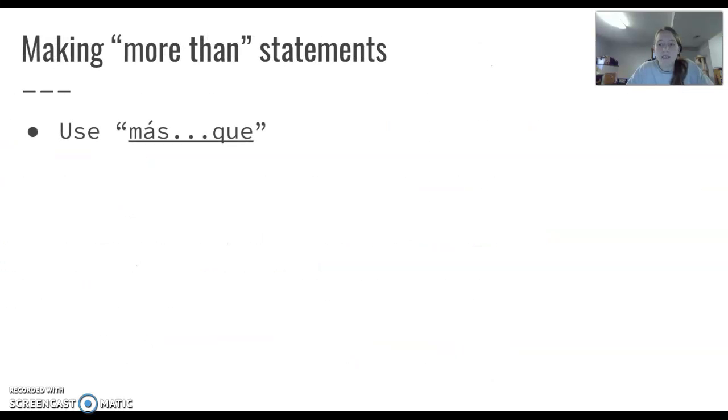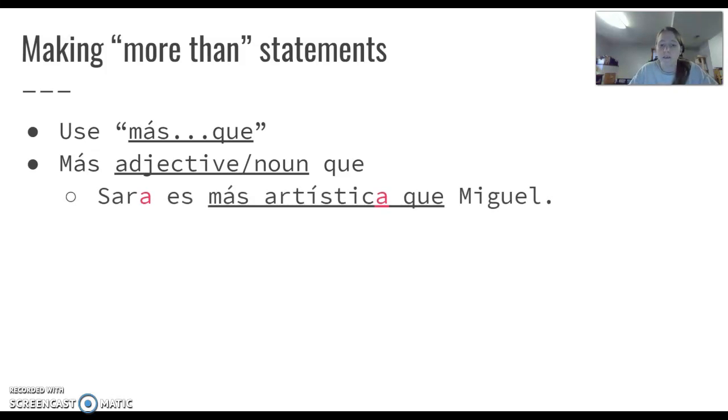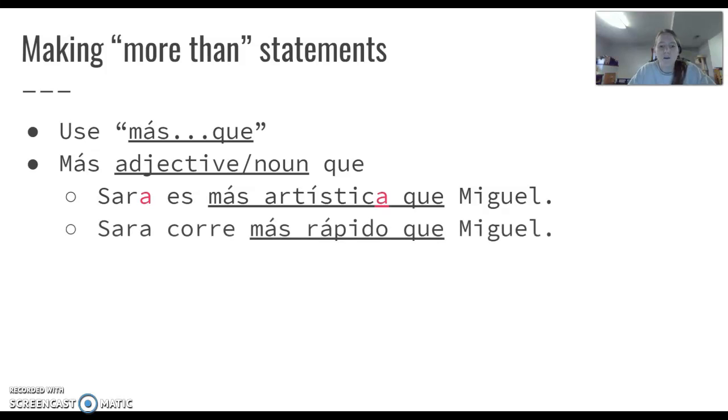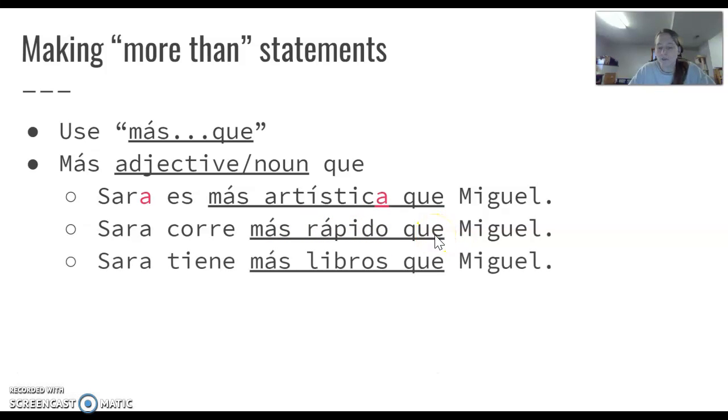Okay, so let's take a look at our more than statements. We're going to use más and then whatever we're comparing, que. So we would have either an adjective or noun or even an adverb in there, something that describes how well something is done. So for example, Sara es más artística que Miguel. So Sarah is more artistic than. And that's going to line up because we don't have an artisticer word in English. Sara corre más rápido que Miguel. Sarah runs faster than Miguel, so more fast than. Sara tiene más libros que Miguel. Sarah has more books than Miguel. Miguel's getting the short end of the stick on this one.